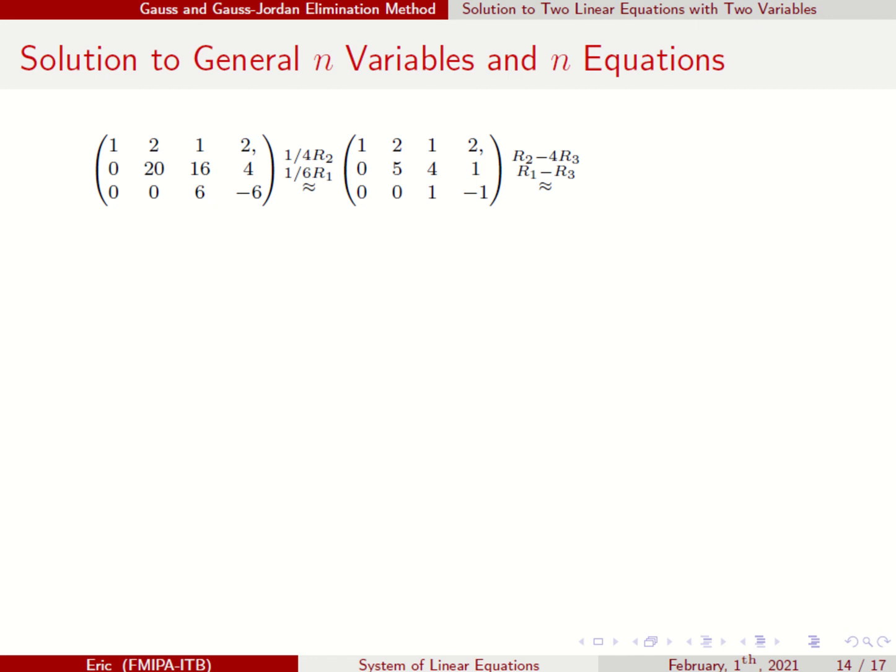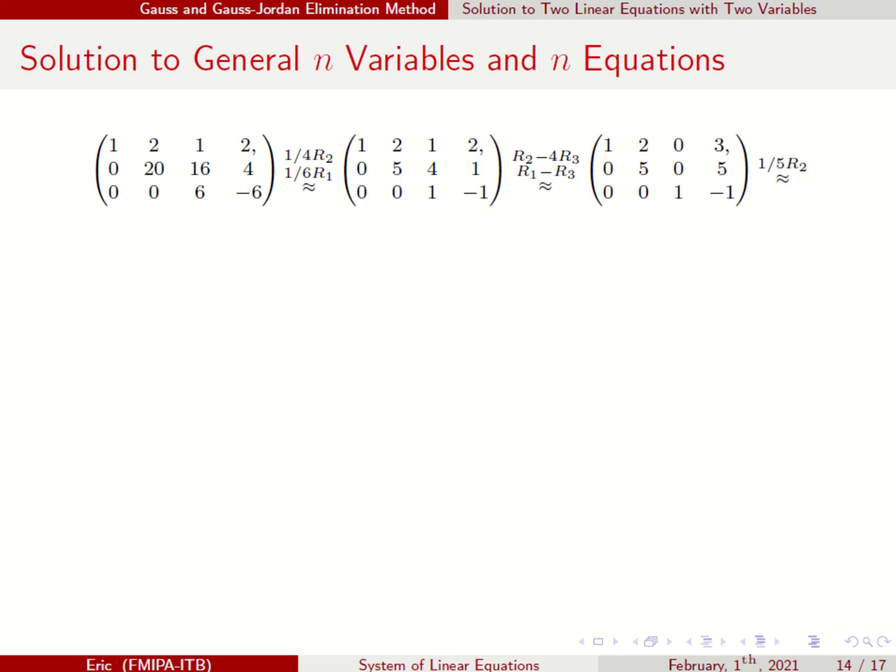I want to get rid of this 1 and 4. If you have 1, the upper and the lower entries should be 0, to make your calculation simpler. So you have R1 minus this, and R2 minus 4 times this. And you should have this one. How can you do this?